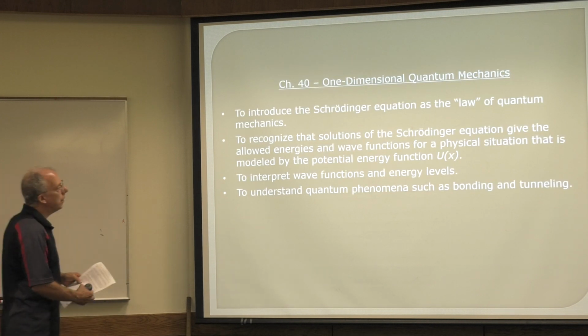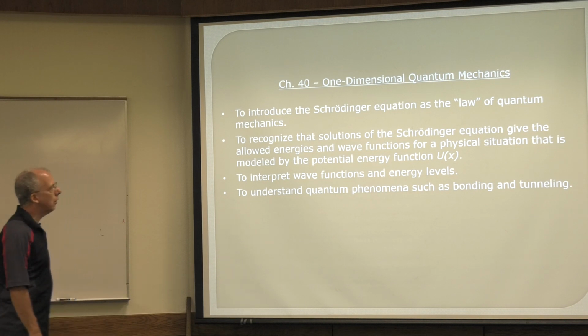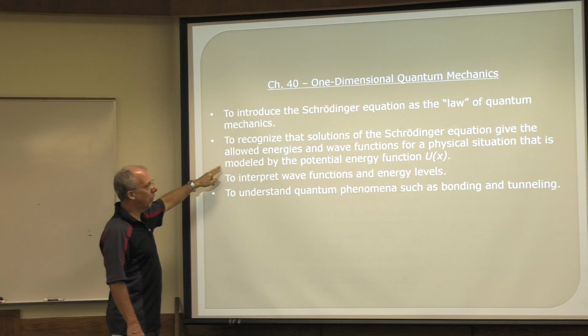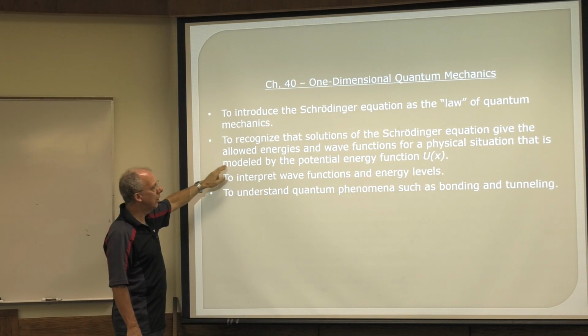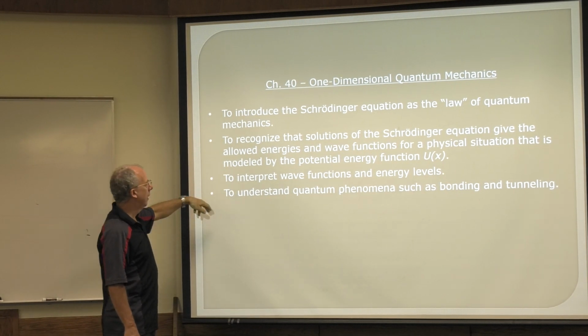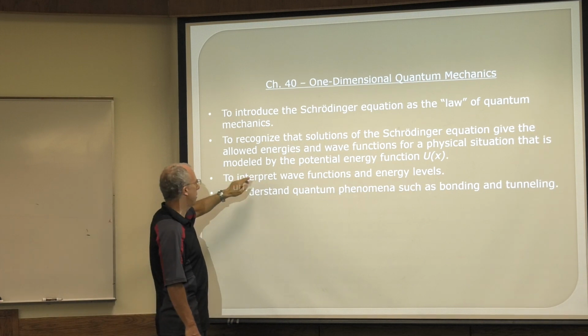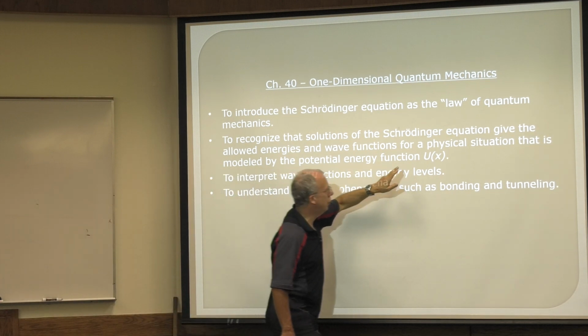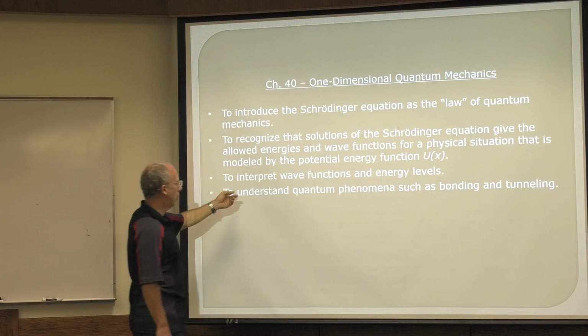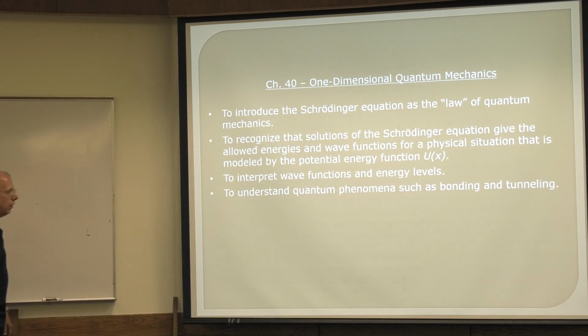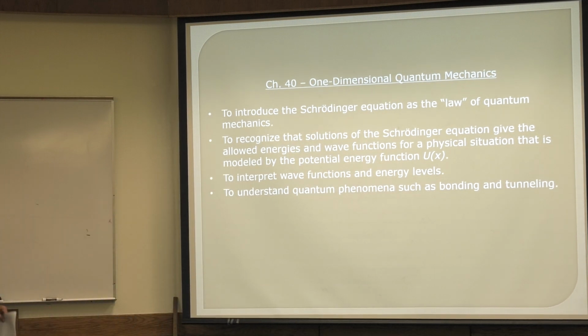So chapter 40, one-dimensional quantum mechanics. We introduce a Schrödinger equation as a law of quantum mechanics. We recognize that solutions of the Schrödinger equation give the allowed energies and wave functions for physical situations that are modeled by a potential energy function U. We interpreted wave functions and energy levels, and we talked about tunneling.